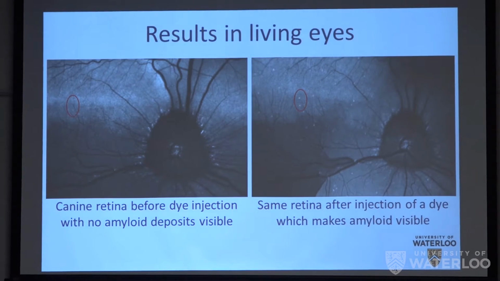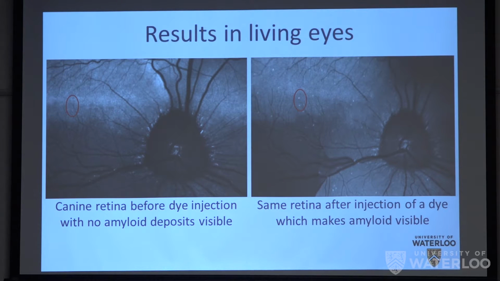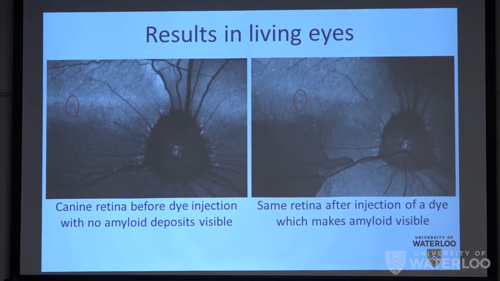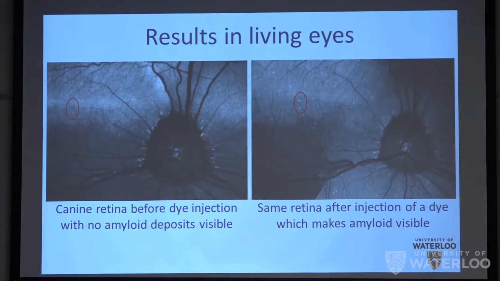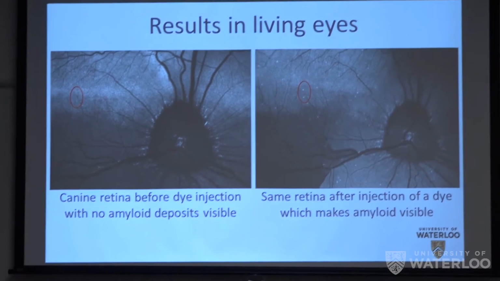So then, of course, we wanted to move to imaging in live eyes. And that's very important. I mean, that's where this whole project is going ultimately, to have a non-invasive live eye imaging method. And so we had available from Massachusetts General Hospital and Harvard University a new dye for amyloid that had been developed for two-photon imaging, but ought to be able to be excited with a single photon.